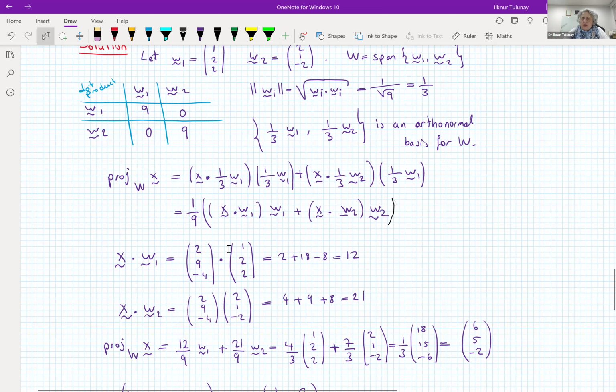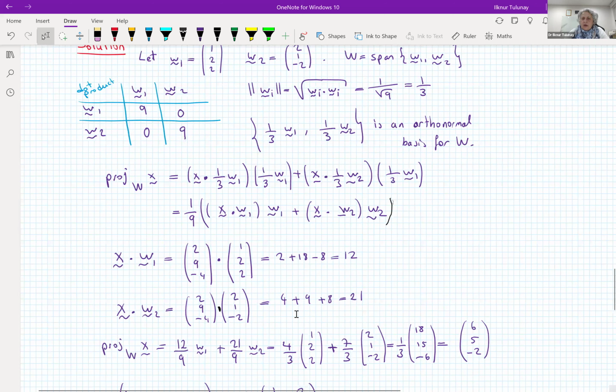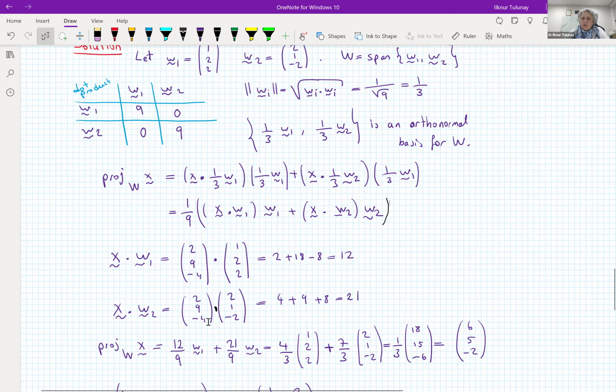So this was the X vector, and this is W1 for us. 2 times 2 is 4, 18, and minus 8 will give us 12. And we have 2, 9, minus 4. This is X, and this is 2, 1, minus 2. That's W2. Dot product of these two. I have a dot here that is missing. And this will be 4, 9, minus will be plus 8. That will give us 21.